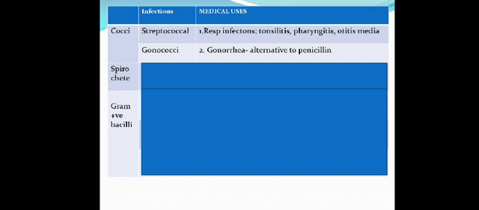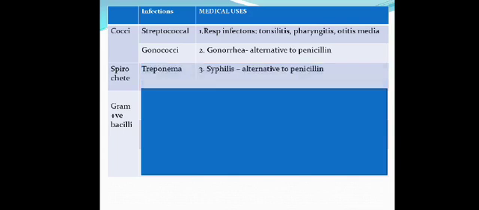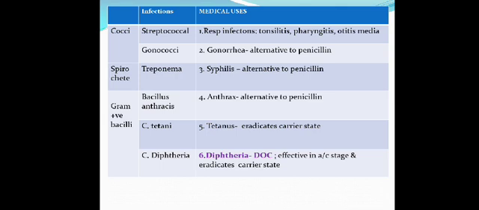Medical uses of macrolides are against cocci infections like streptococci or gonococci. We can use them for respiratory infections, tonsillitis, pharyngitis, otitis media, etc. It is an alternative to penicillins for the treatment of gonorrhea caused by gonococci. In case of syphilis, we can use it as an alternative to penicillin. It can also be used for anthrax, tetanus and diphtheria.